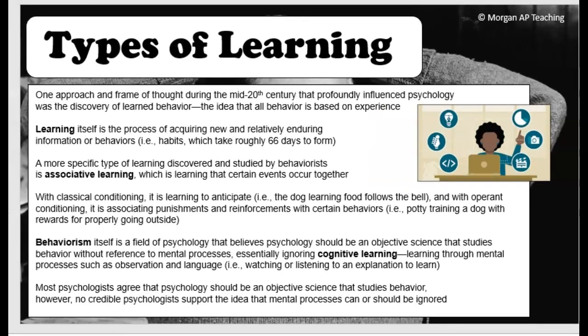All right, so types of learning. One approach and frame of thought during the mid 20th century that profoundly influenced psychology was the discovery of learned behavior, the idea that behavior is based on experience. Learning, as we use the definition in this course, is the process of acquiring new and relatively enduring information or behaviors. I think that's something we talked about when we learned this the first time, right?